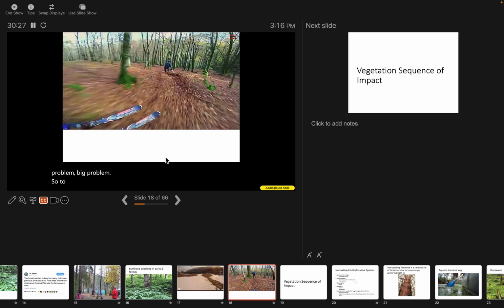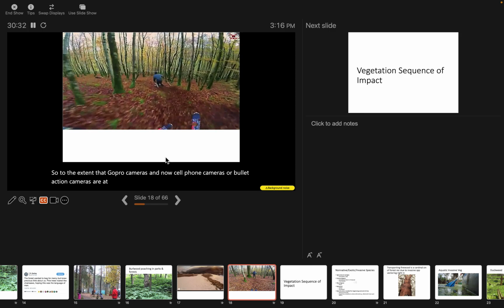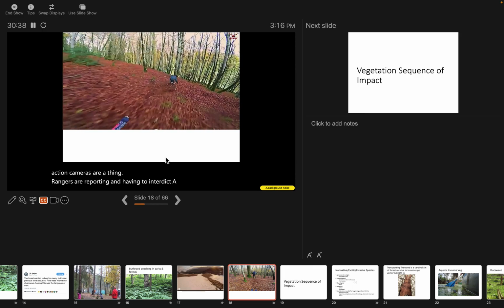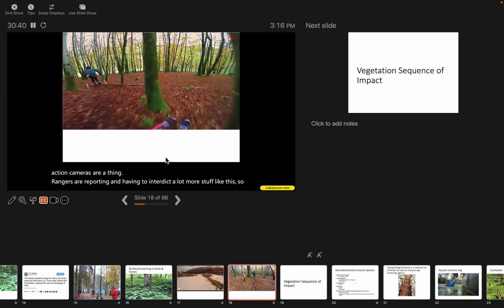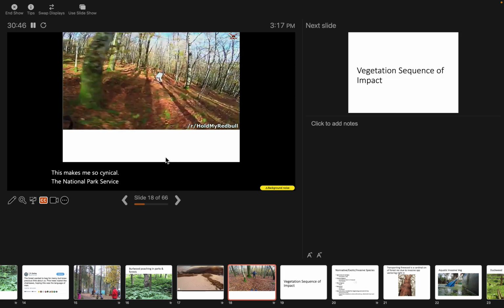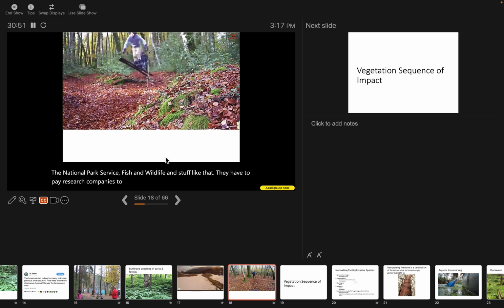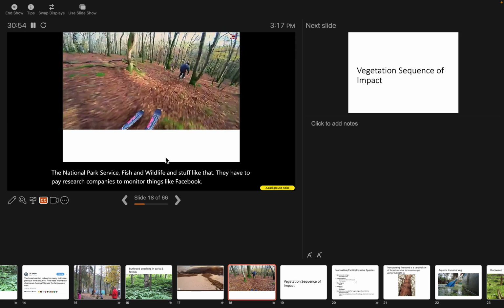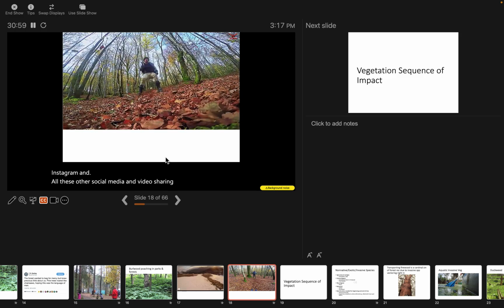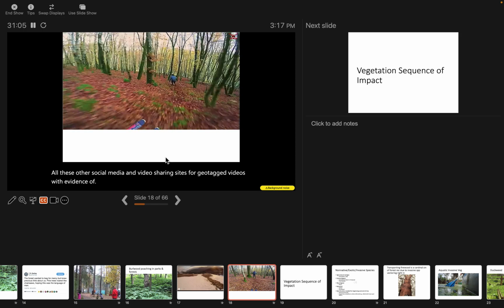So to the extent that GoPro cameras and now cell phone cameras or bullet action cameras are a thing, rangers are reporting and having to interdict a lot more stuff like this. So this is, honest to God, this makes me so cynical. The National Park Service, Fish and Wildlife and stuff like that, they have to pay research companies to monitor things like Facebook and Instagram and all these other social media and video sharing sites for geotagged videos with evidence of resource damaging behaviors like this.